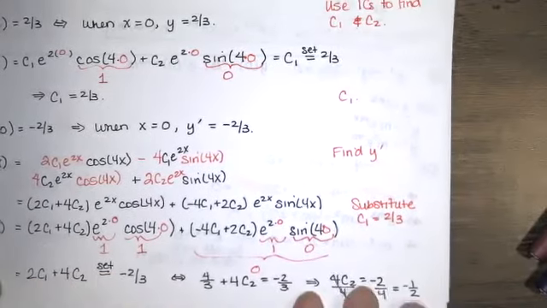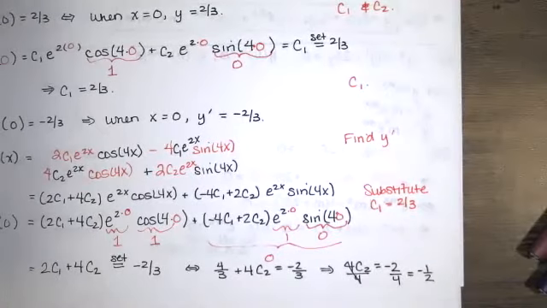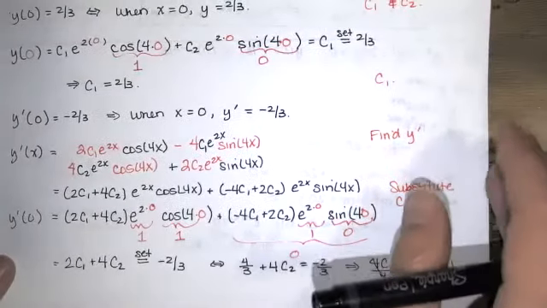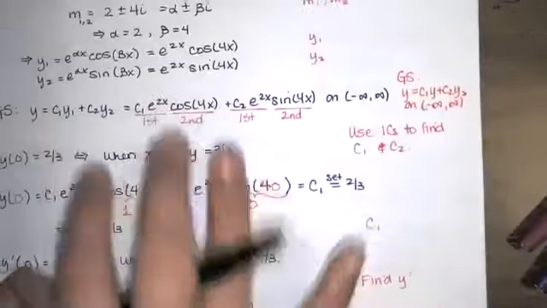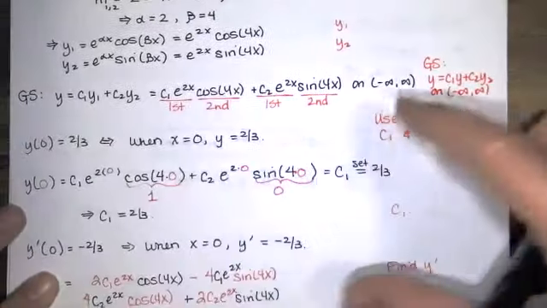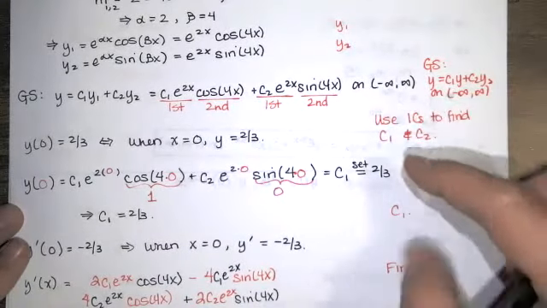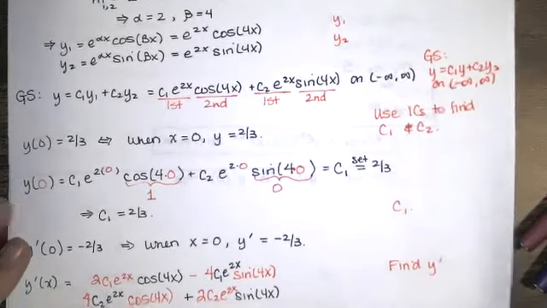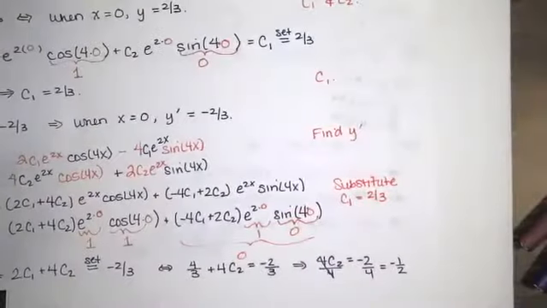Now you're not done yet, and it's tempting to say that you're done, but you're not done until you write down the particular solution. So this was the general solution of the differential equation. We had to find the values of C1 and C2. We found C1, we found C2, and now we want to write the general solution with the particular solution, the solution that has the C1 and C2 in it.